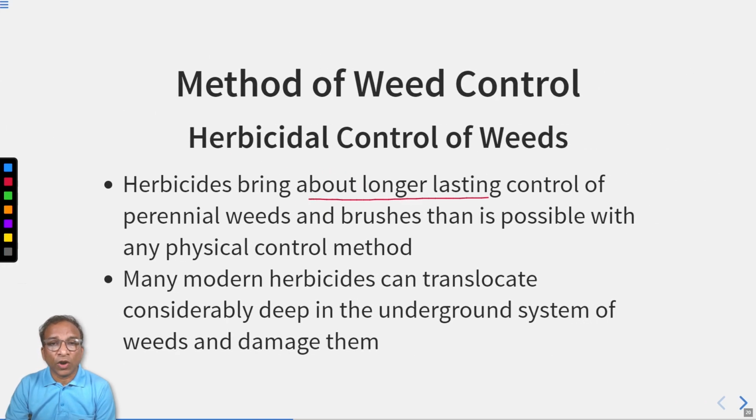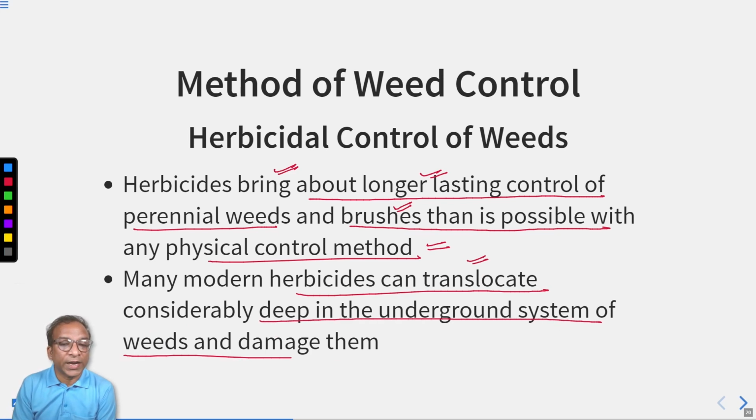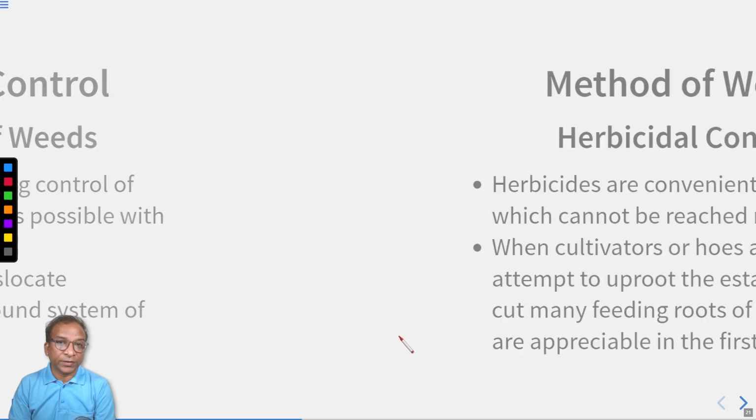Herbicides bring about longer lasting control of perennial weeds and brushes than is possible with the physical control method. So herbicide has an advantage here: it has longer lasting control over perennial weeds, right? And it can reduce the bushes of these perennial weeds. Many modern herbicides can translocate considerably deep in the underground system of the weeds and damage them, right? We can get rid of the weeds in that way.